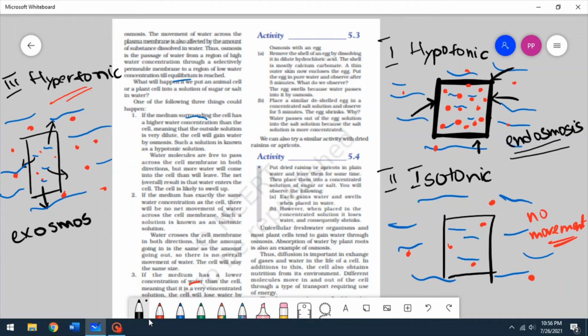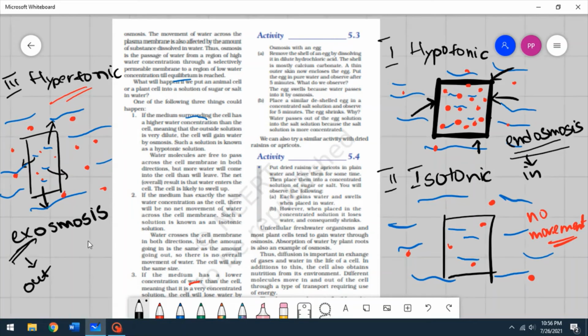So endosmosis is a process in which water goes inside, endo means inside, and exosmosis is a process in which the solvent leaves the cell, it moves outside. Exo means outside, endo means inside. So that's one way of remembering it. Just like endothermic, exothermic reactions, endosmosis and exosmosis.